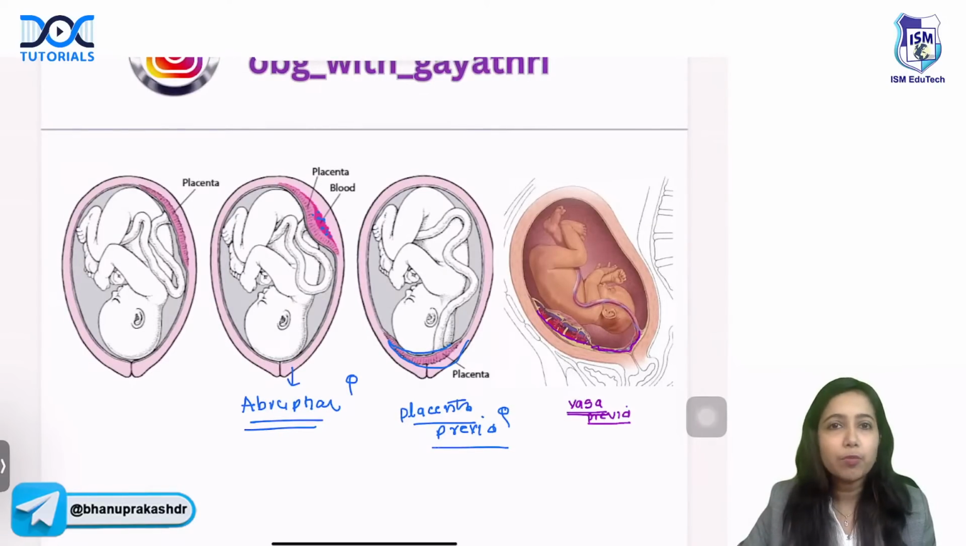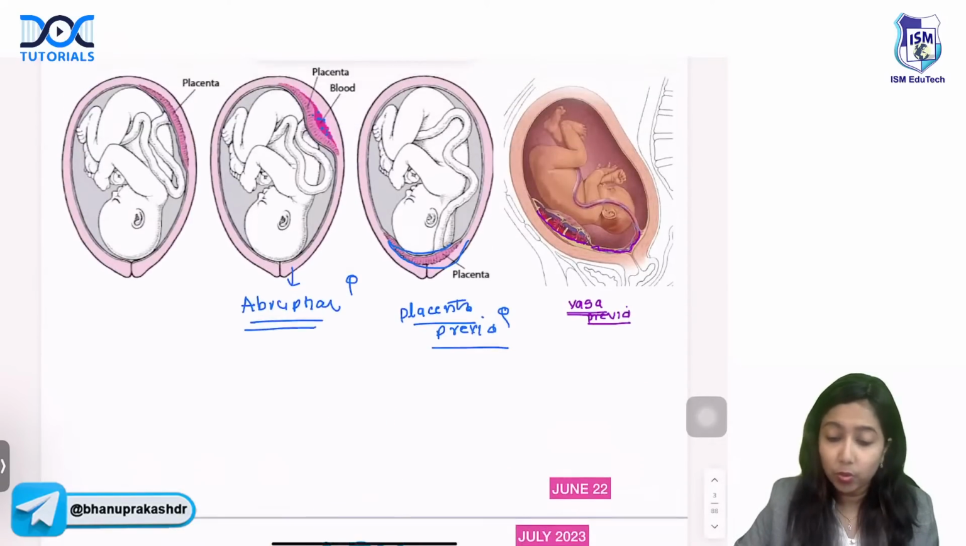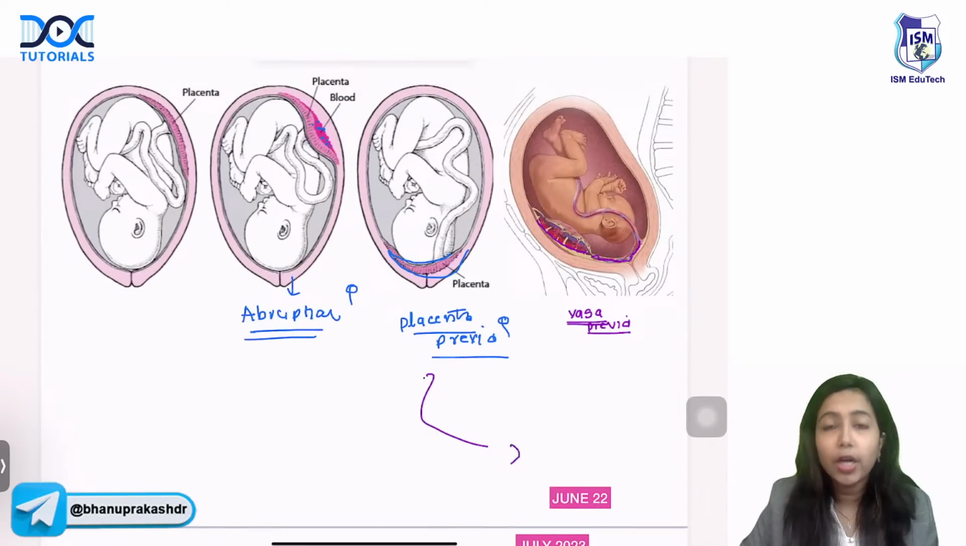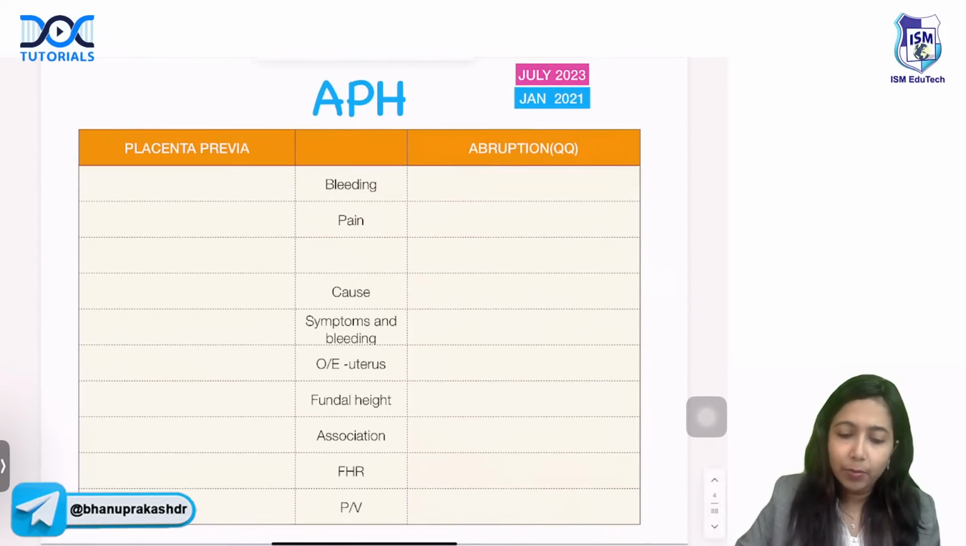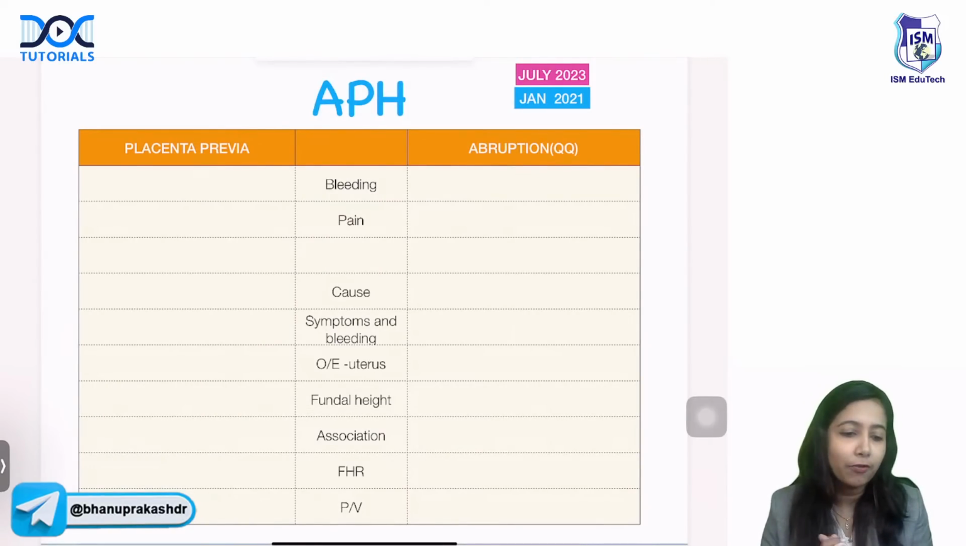So let's see a bit more in detail about abruption and placenta previa. Again, a very important question. So this question, which I told you, had come for June 2022. Again, in APS, there have been multiple questions, nearly one question every year from the topic of APH. So let's see them. So how do you differentiate between placenta previa and abruptio placentae?